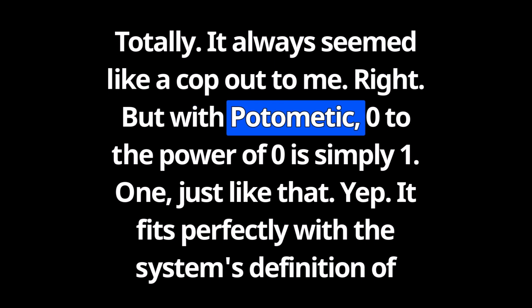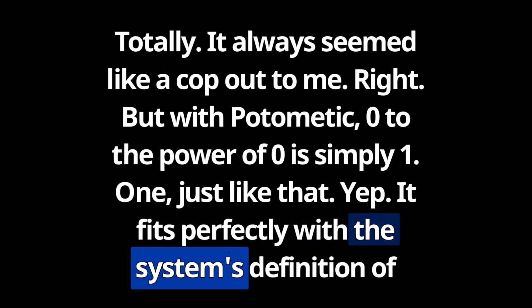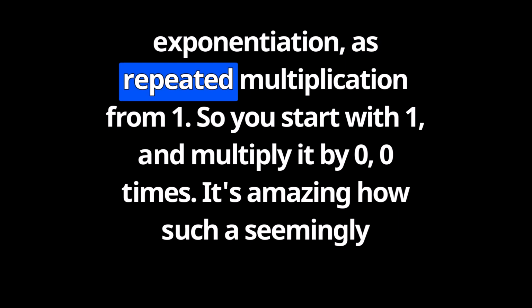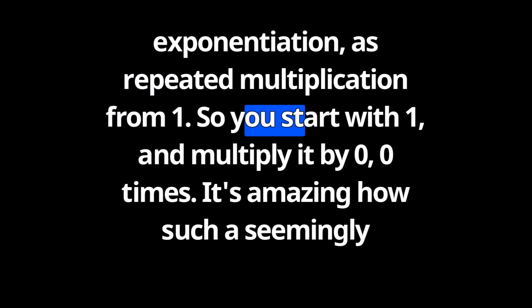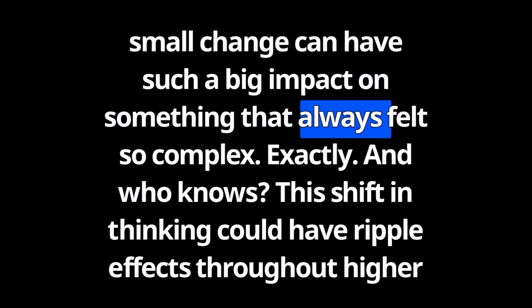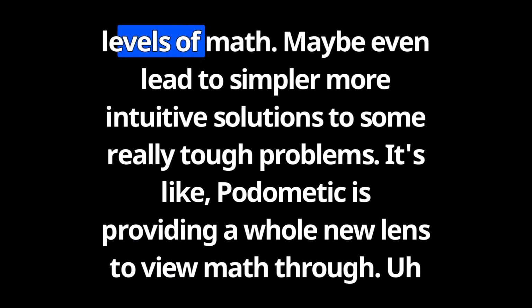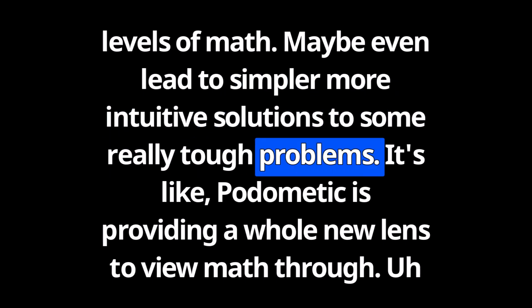Right. But with Podometic, 0 to the power of 0 is simply 1. 1, just like that. Yep. It fits perfectly with the system's definition of exponentiation as repeated multiplication from 1. So you start with 1 and multiply it by 0 times. It's amazing how such a seemingly small change can have such a big impact on something that always felt so complex. Exactly. And who knows? This shift in thinking could have ripple effects throughout higher levels of math, maybe even lead to simpler, more intuitive solutions to some really tough problems.